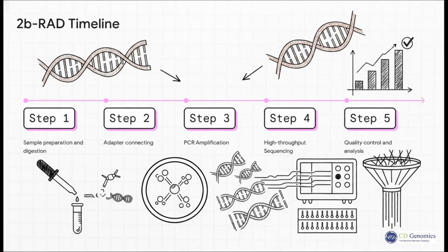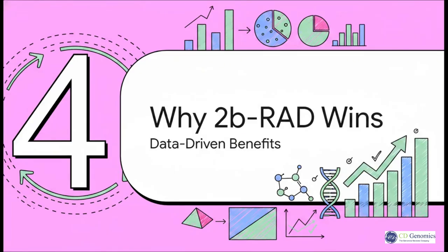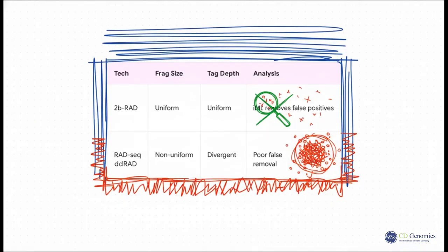So what you're left with are purely high-quality reads, fully ready for precise alignment. All right, let's dive into Section 4, Why 2b-RAD Wins. When you stack these technologies head-to-head, the contrast is honestly striking.